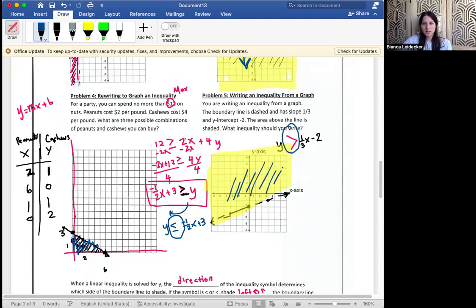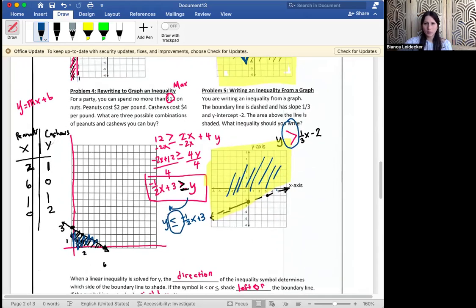So the inequality symbol itself should tell you what direction to shade. Notice that y is always on the left. If it is on the right of the equation, like right here, you've got to flip it back around in order to shade the correct direction.